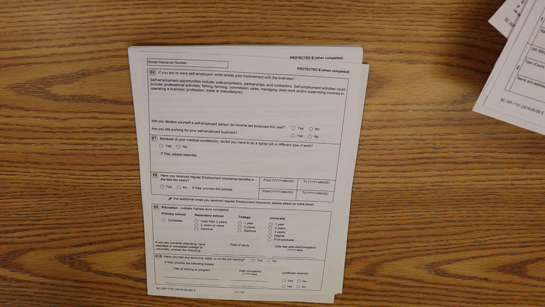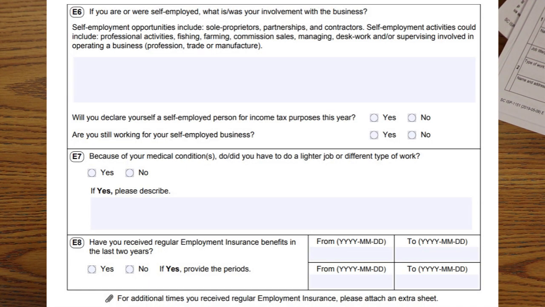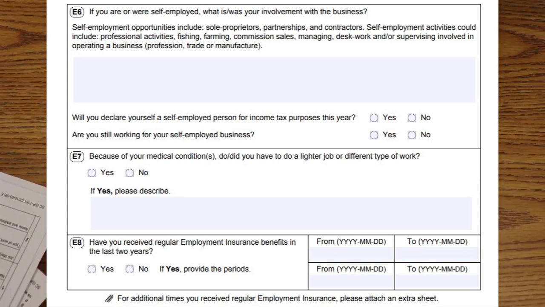Have you received employment insurance benefits? If yes, provide the dates that you received them to and from. We also need to find out your highest level of education.